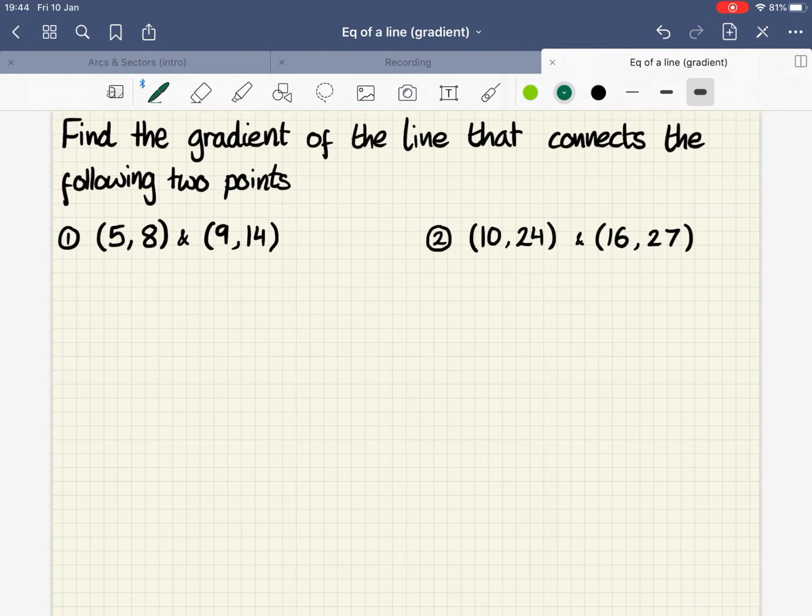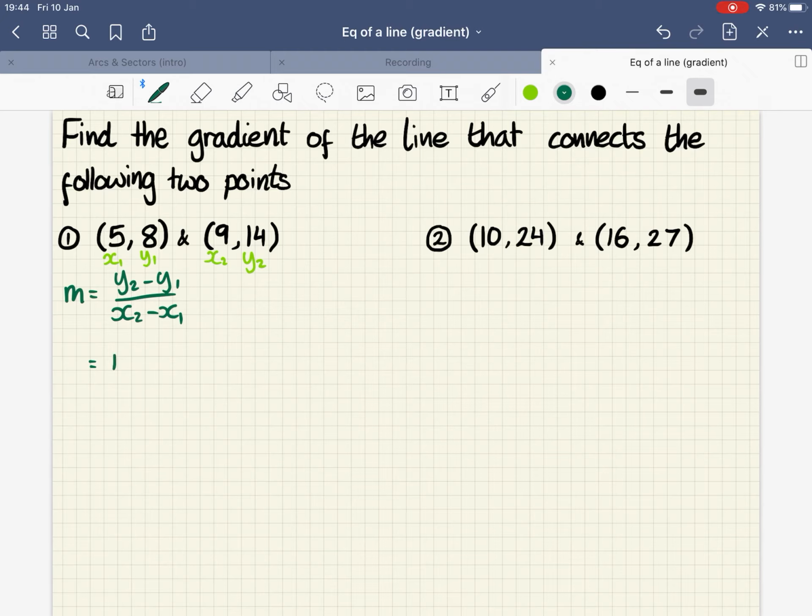Okay, so with that in mind, here we have two points. We've got two questions, each with two coordinates. The questions ask you to find the gradient of the line that connects the following two points. So again, I write out my formula, m equals y2 minus y1 all over x2 minus x1. First thing I would do, I would actually label my coordinates so I know exactly where I'm substituting. So that's my first x coordinate, that's my first y coordinate, that's my second x coordinate, and that's my second y coordinate.